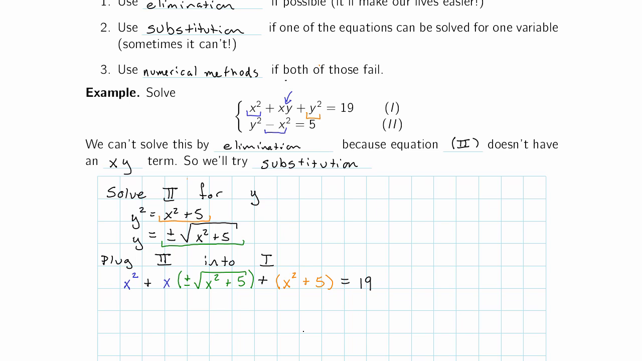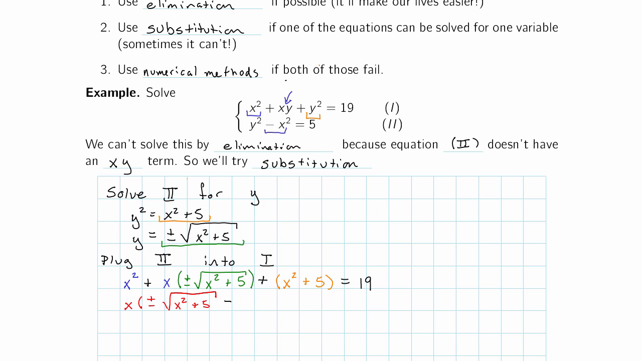Okay, so I'm sitting here looking at this equation, and we know what kind of equation that is, right? It's one of those equations that has a radical in it and also other variable terms. So we get the radical term alone on one side, and then we square both sides. So I'm going to leave my radical term on the left. I'll have x times plus or minus the square root of x squared plus 5.